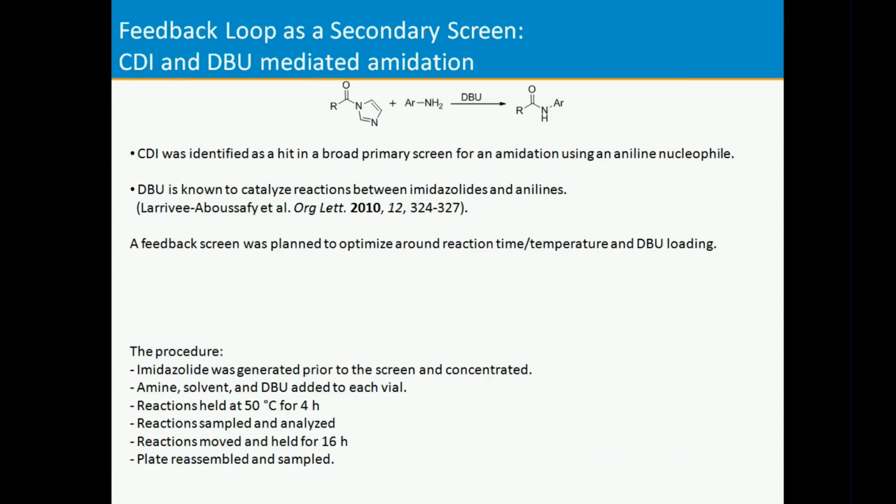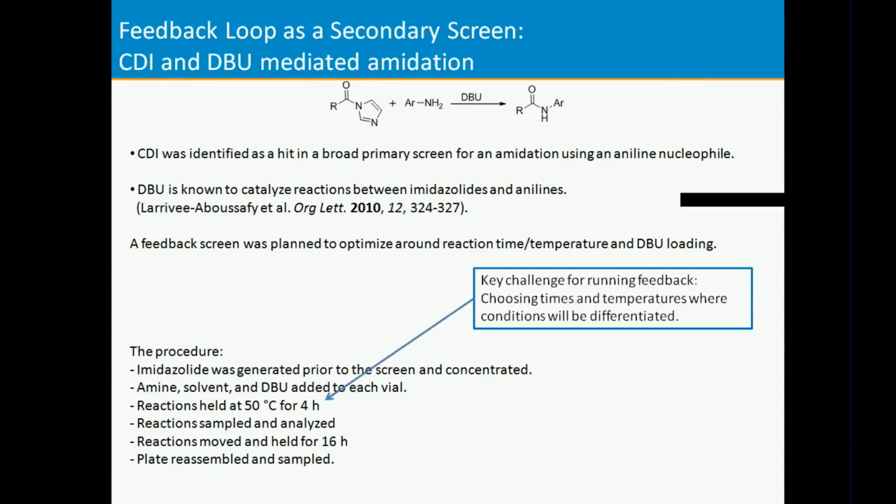I just want to point out one of the challenges when you're running this as a chemist: you have to think carefully about choosing times and temperatures where the conditions will be differentiated. You want to give the reaction long enough so it's doing something, but you don't want to go to the point where all reactions are providing you with 90% yields, because you're not going to be able to learn anything from this feedback loop.